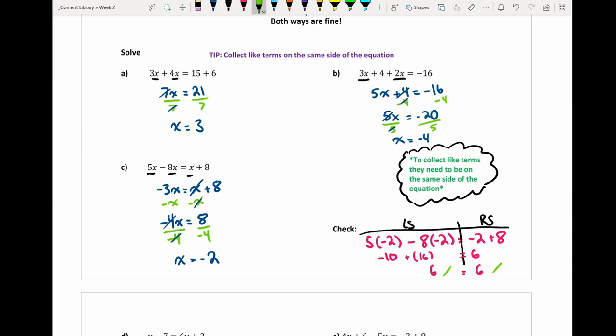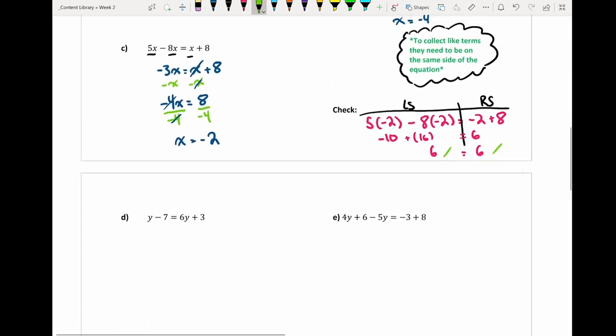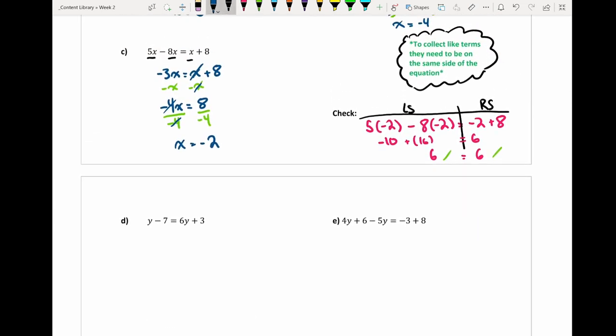If you got the left side different from the right side, I would suggest going back and checking your answer or checking your steps, because you probably made a calculation error somewhere or you did the wrong steps. So let's just continue through into some more examples.